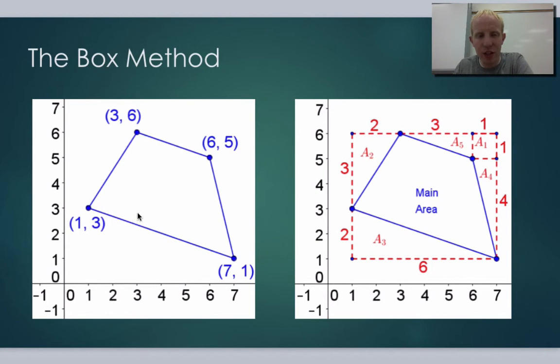So we can't really use the distance formula for this problem, right? We need a different method. And so what we do is what we call the box method. We're going to draw a box around the outside of that shape as it's shown over here on this picture, okay? And when you draw that box around the shape, suddenly you have really simple areas to find.